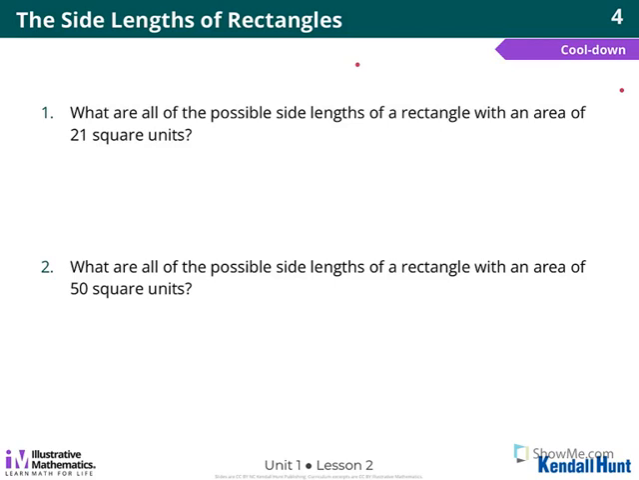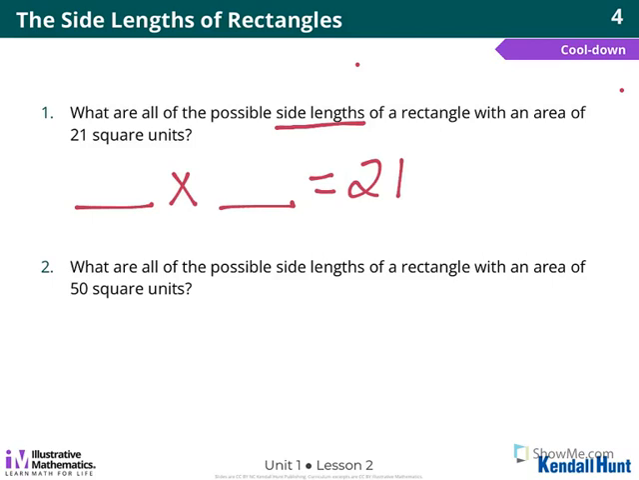So for today, we are looking at what are all of the possible side lengths of a rectangle with an area of 21 square units. So if I draw a rectangle and I think about area, I know that that rectangle has to have 21 tiles. So I'm going to be finding all the factor pairs when I'm finding side lengths. So I'm going to think to myself, what times what is 21?